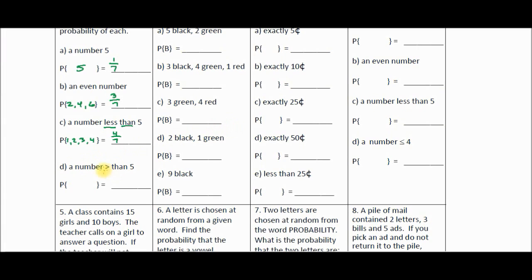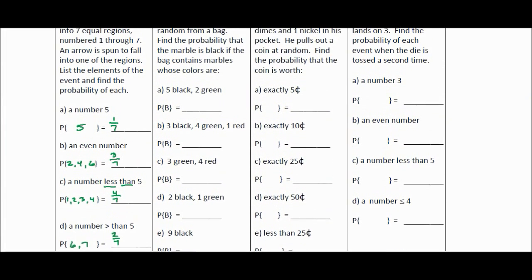And a number greater than. I don't know why I put than in there. This stands for greater than 5. So greater than 5, we got a 6 and we got a 7. A 6 or a 7. 2 spaces make me happy over a total number of 7 spaces. Again, you figure out the percentages on your own.